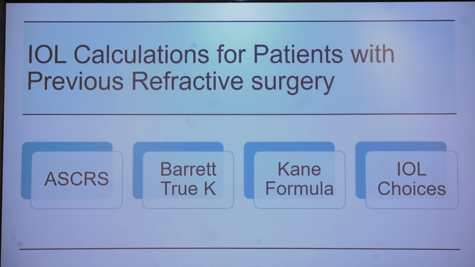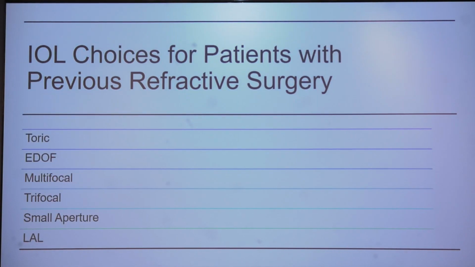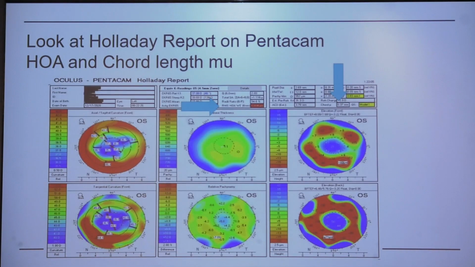Cataract surgery, of course, is refractive surgery. IOL calculations can be challenging. For my regular patients with previous refractive surgery, I tend to use the Barrett True-K formula. I find that works best in my hands in my clinic. I like getting the ASCRS formula, where they give you a whole bunch of formulas, and you can take a look at that. The Kane formula, again, I really like for keratoconus. And of course, there are different IOL choices these days.